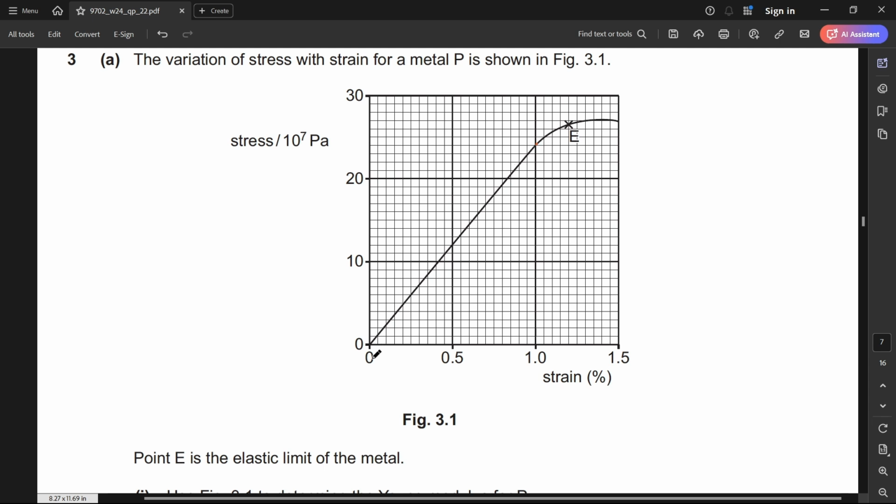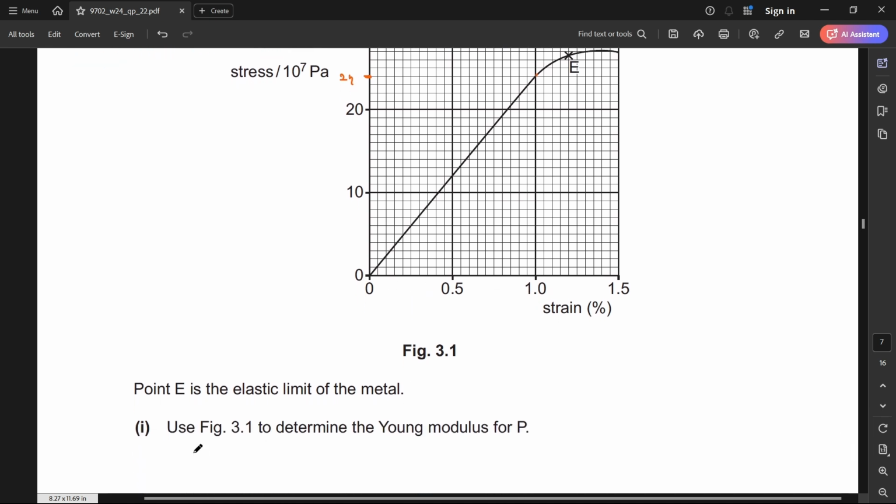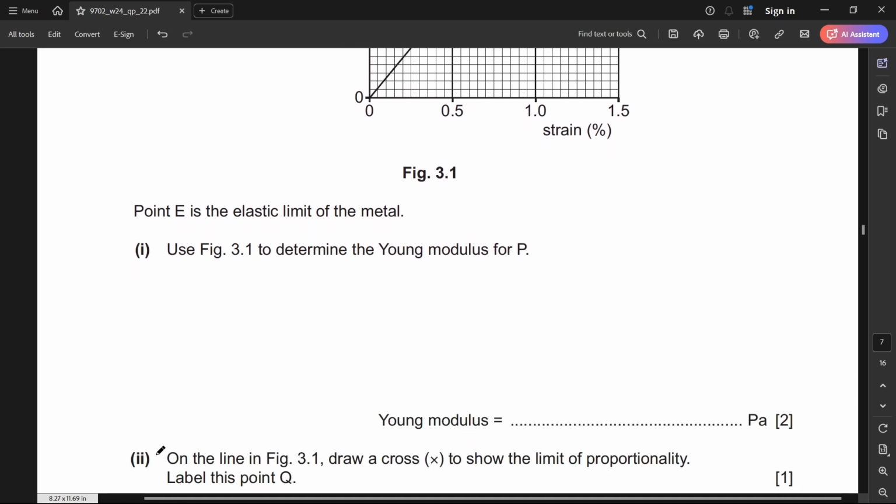Yes. So I can say that the gradient over here will be the change in y, which is 21, 22, 23, 24. So that is 24 into 10 to the power of 7 pascals. And the change in x is 1%. So I can say that my Young's modulus is going to become change in stress over change in strain, which is 24 into 10 to the power of 7 divided by 1%.